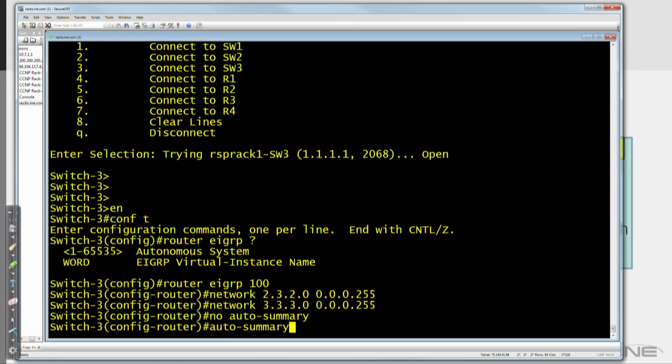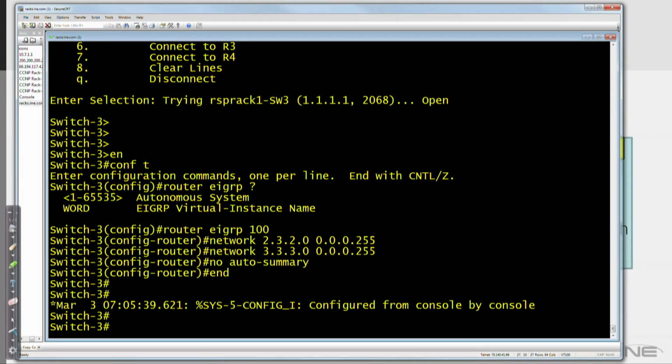And because I've been dealing with EIGRP for literally decades, I'm just sort of used to typing no auto-summary, even though it's probably the default already and I don't have to type it anymore. Okay, so for switch 3, that's all I got to do. Just type router EIGRP, the autonomous system, and then the network statements that cover the interfaces where I want him to speak. So let's now go over to switch 2.